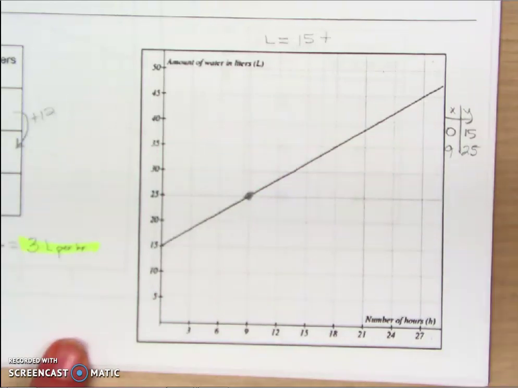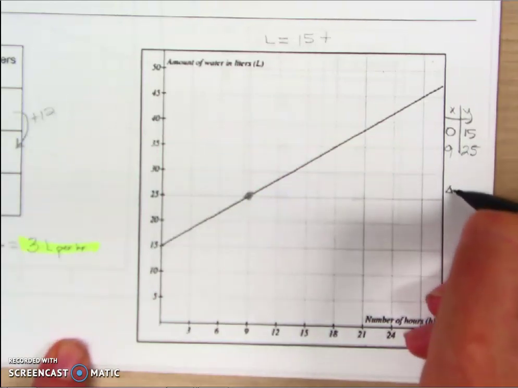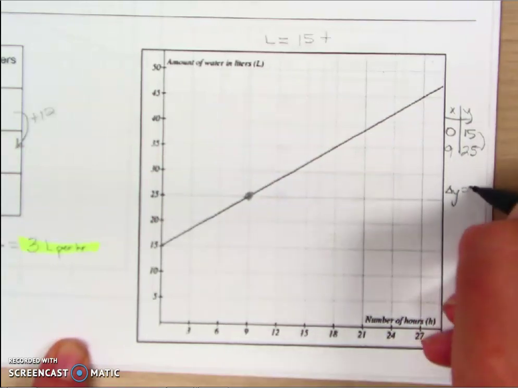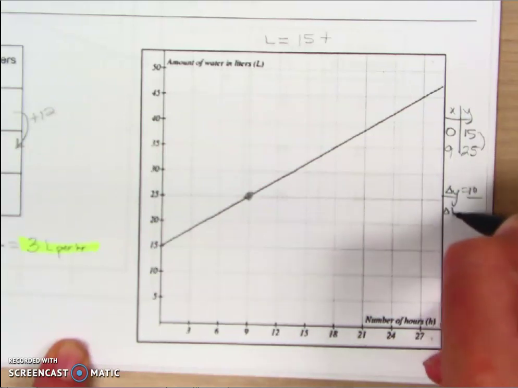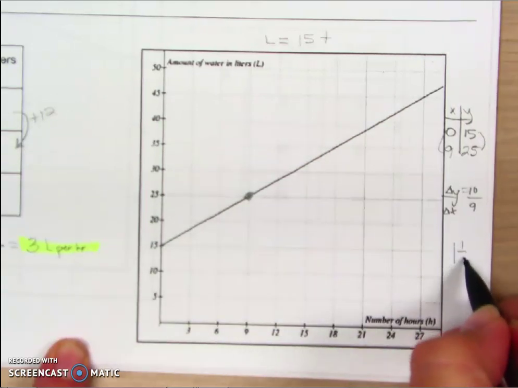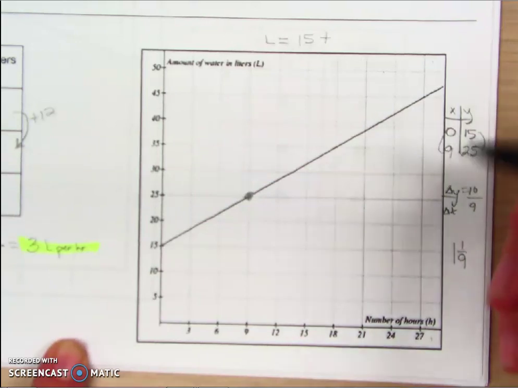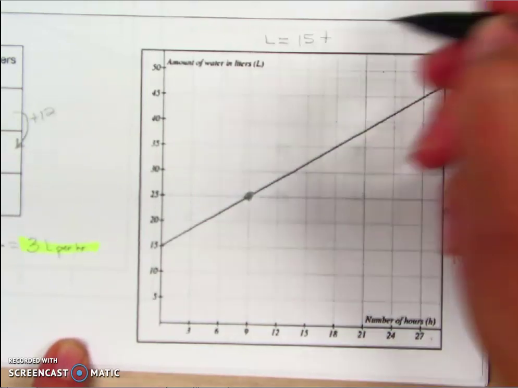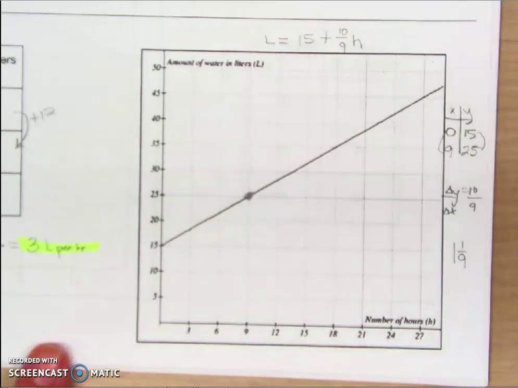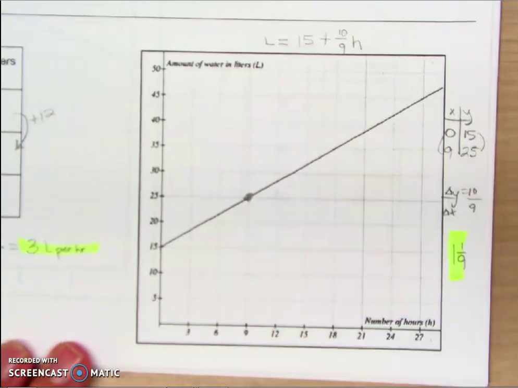And so now we just do our change in y over change in x. Change in y right here from 15 to 25, it went up 10. Over the change in x, looks like it went up 9. And so if we write that as a mixed number, we would get 1 and 1/9 from this graph. So over here for our equation, we can write it as 10/9. But when we're actually writing it out, we're going to write out 1 and 1/9 so that we can compare. So the slope here, it's adding 1 1/9 liters per hour.